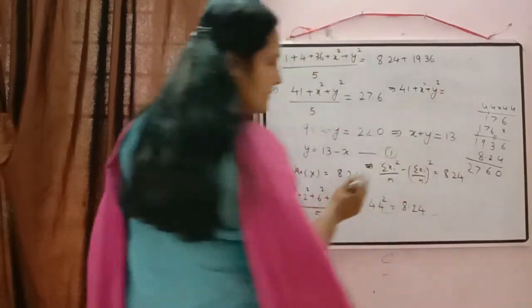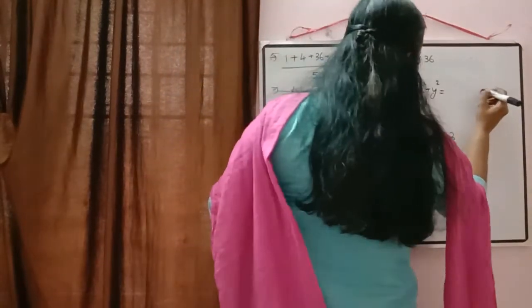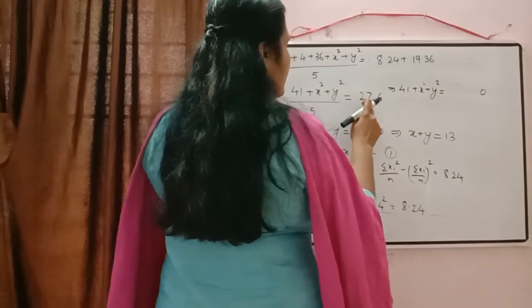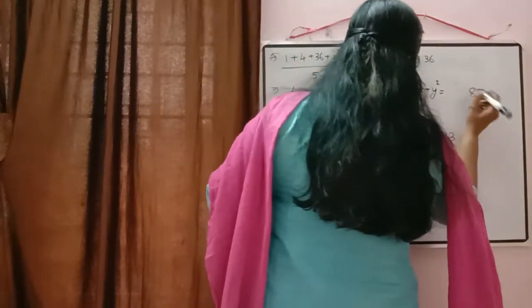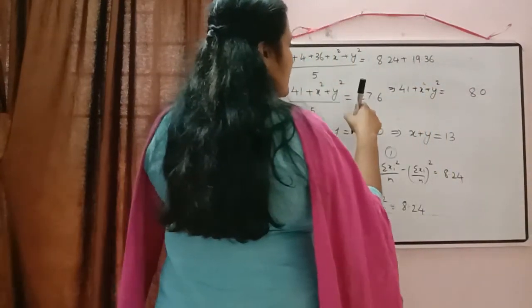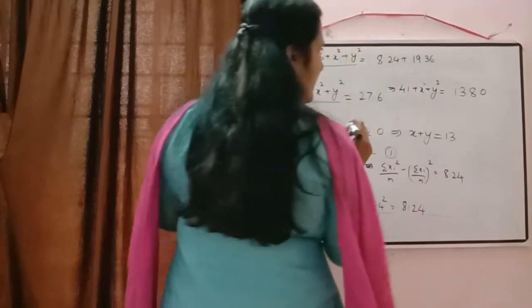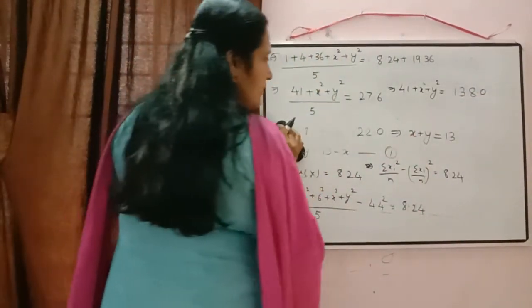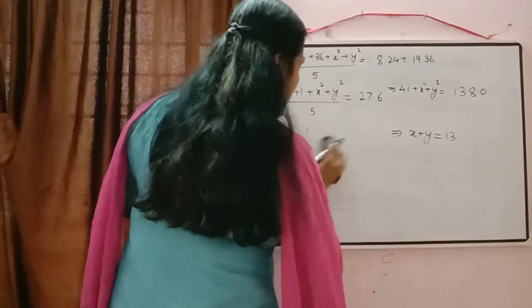So shall we do the multiplication there? Yes. So it will be equal to 5 6s are 30, carry over 3. 5 7s are 35. 35 plus 3 will be equal to 38, carry over 3. 5 2s are 10. 10 plus 3, 13. So we'll get 138.